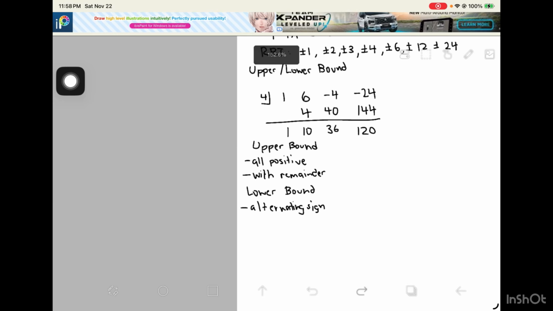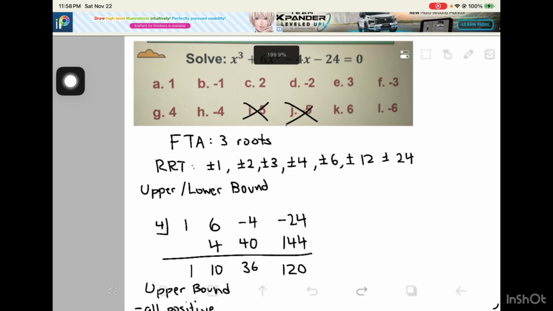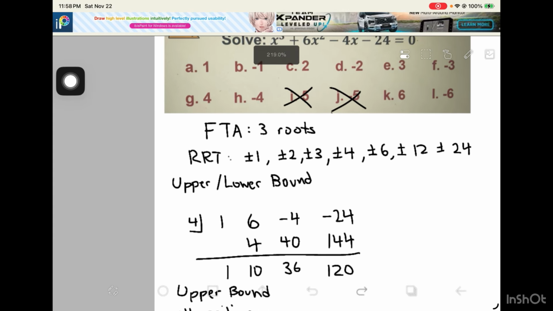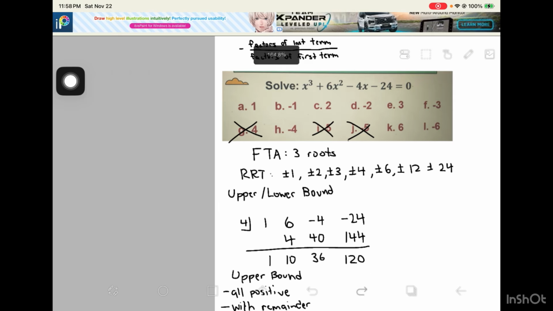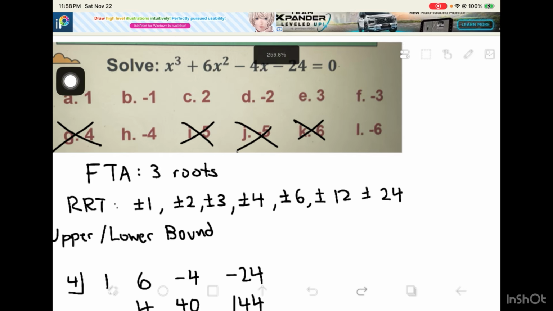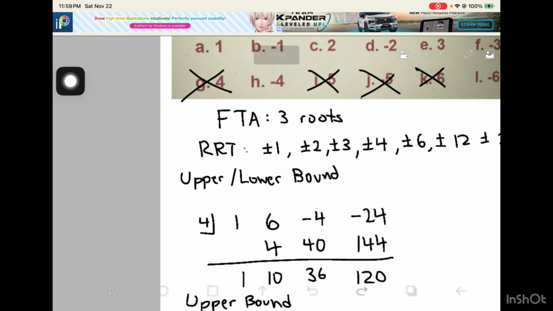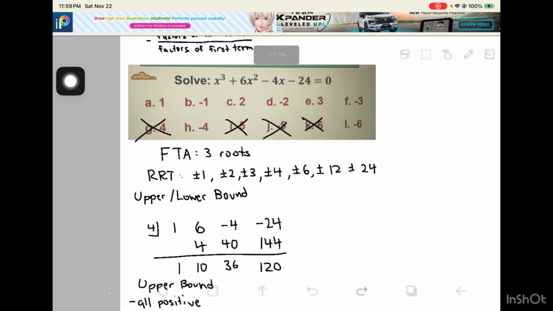And obviously with remainder. So our upper bound can be 4. Since we established 4 as our upper bound, 4 is not a root, and obviously, since 4 isn't going to work, 6 is also not going to work. So we can try something lower. Let's try 2.